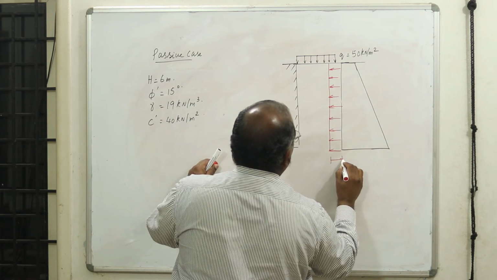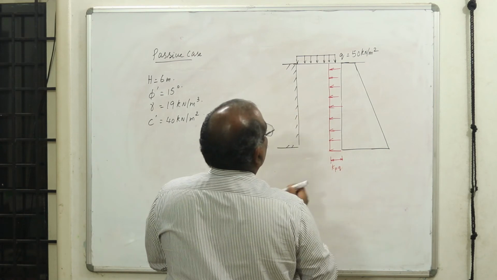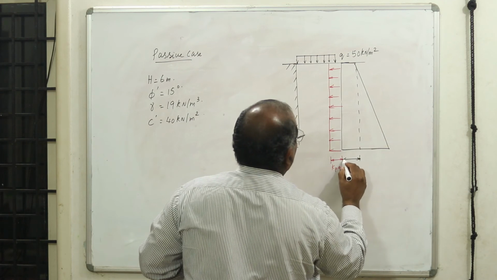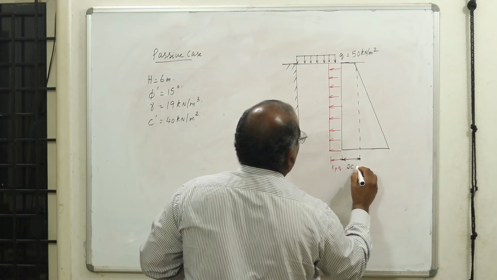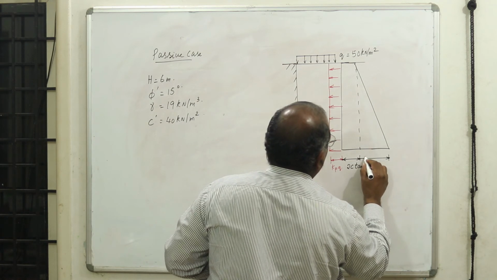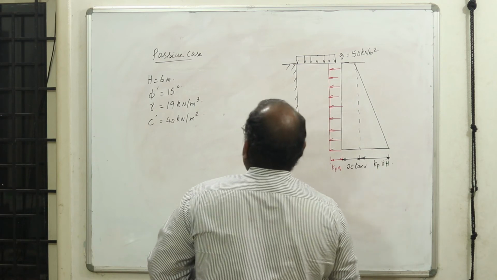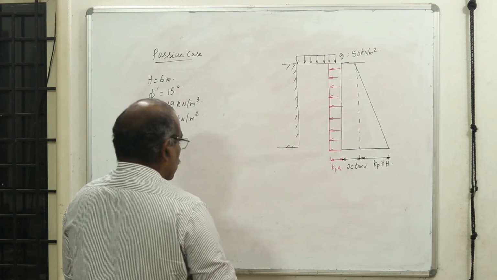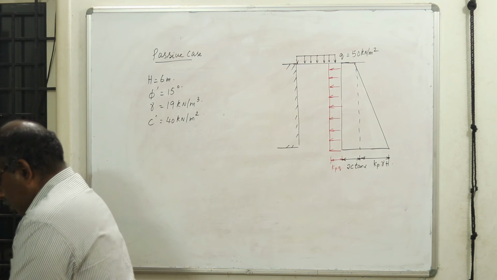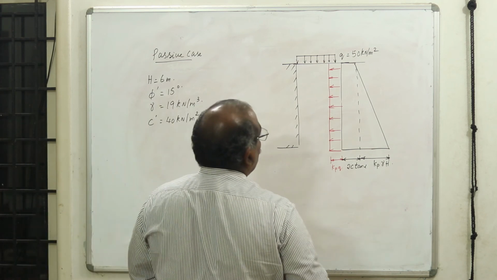This is Kp into Q. This is 2C tan alpha. This is Kp into gamma into H. One can find out all these values. We can divide this into a rectangle and a triangle.